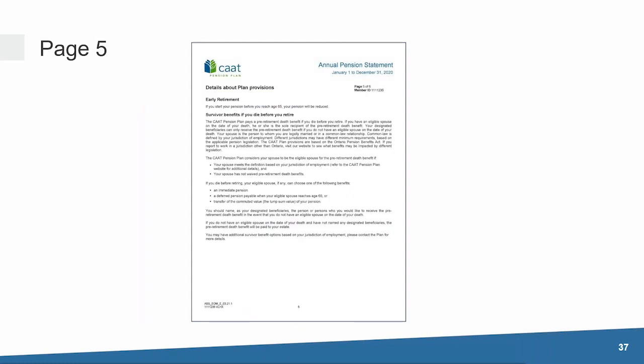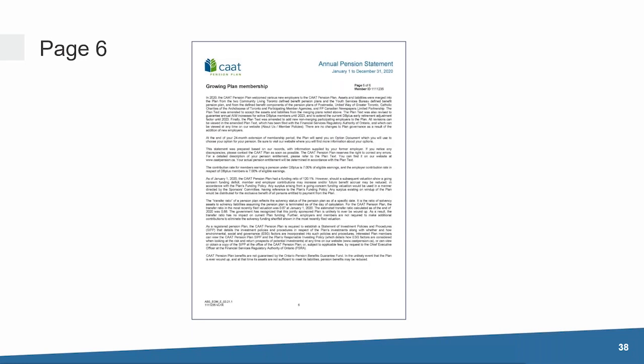Page 5 provides information about early retirement and the survivor benefits offered by the plan if a member dies prior to retirement. The last page provides information on growing plan membership, including steps to take once the 24-month extension of membership period has expired.